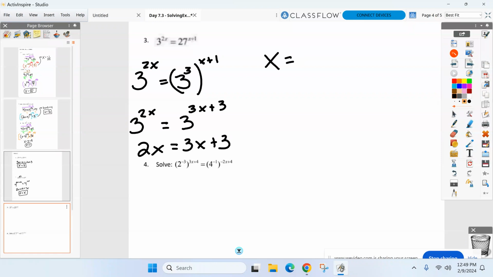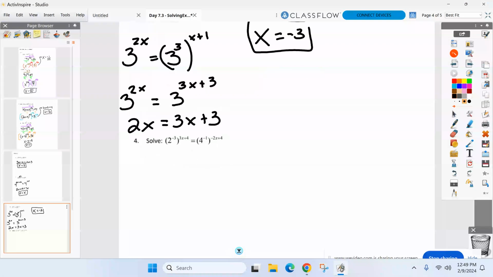What do we got? Negative 3? Yeah. Anybody have any questions yet? You ready for 4? What do you think with 4?